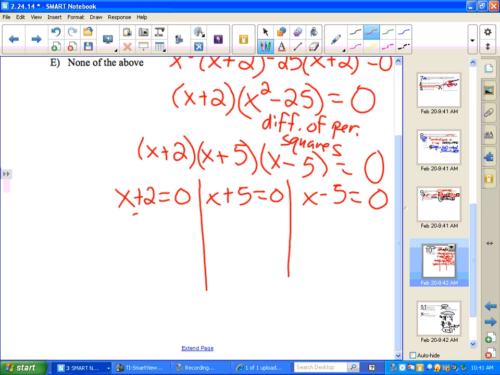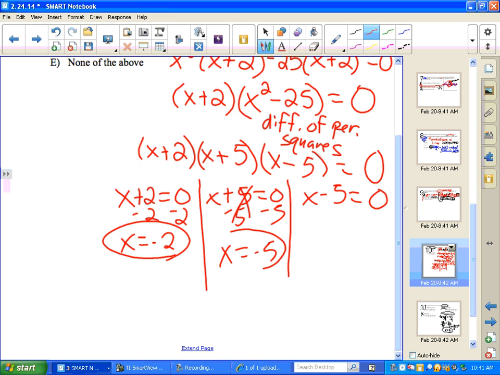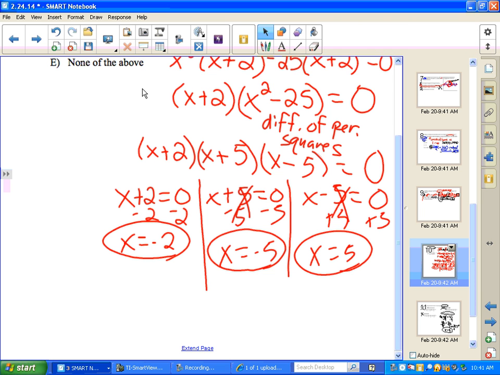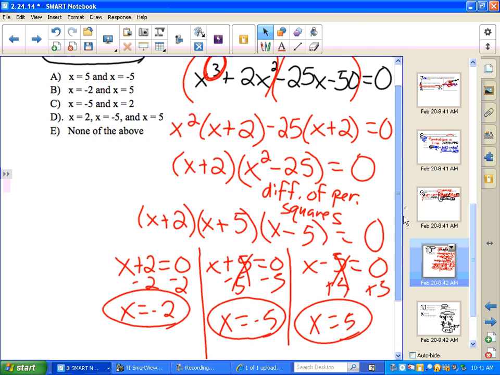When you solve the first part, you're minusing 2 on both sides. So we get x equals negative 2, which is the same thing as negative 2 comma 0. When you minus 5 on this side, we get x equals negative 5, which is the same thing as negative 5 comma 0. And the last one, you are adding 5 to both sides, so we get x equals 5. You should have 3 answers.